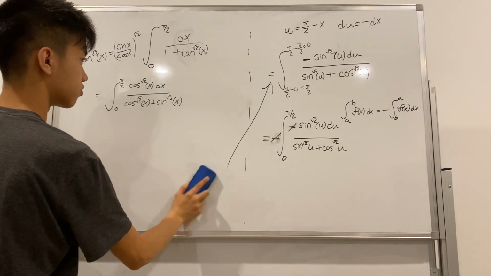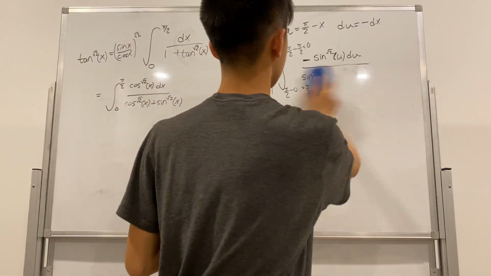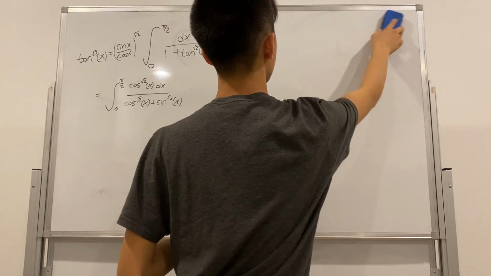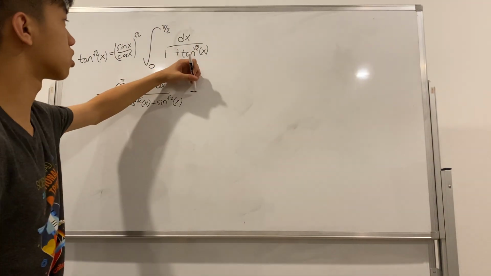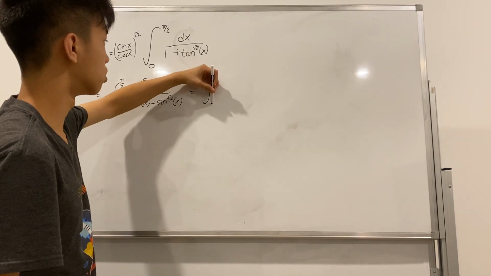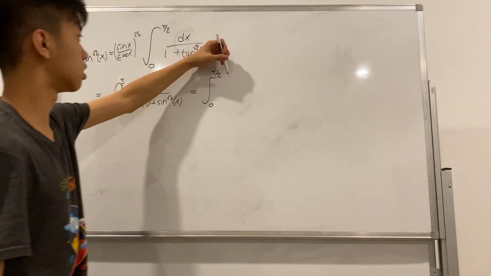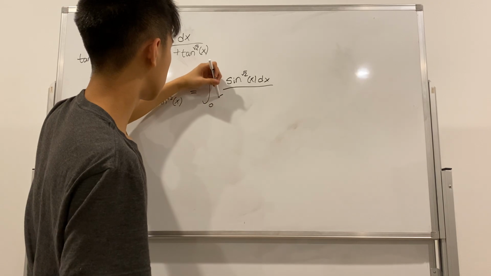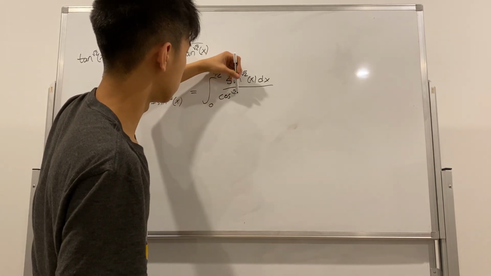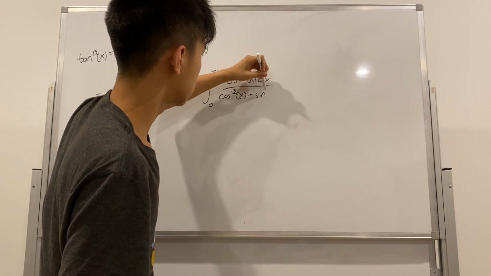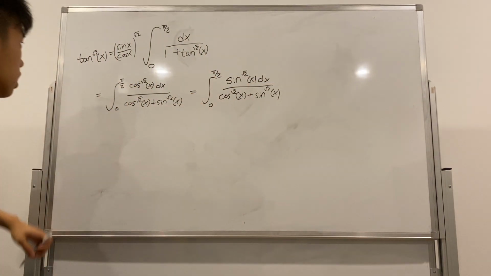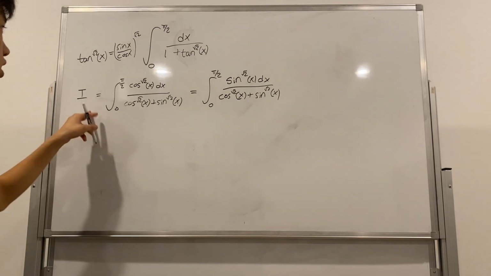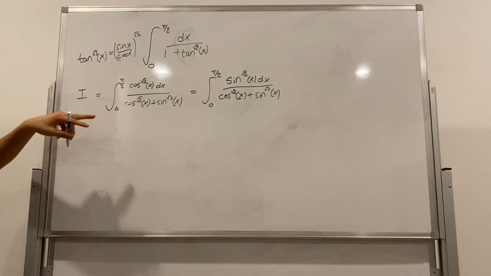If you want to visit one of the steps again because you couldn't catch it, then you can just go back in the video. So this is equal to the integral from 0 to pi over 2 of sine to the square root 2 of x dx over cosine to the square root 2 of x plus sine to the square root 2 of x. And both of these are equal to I, the original integral that we wanted to find.